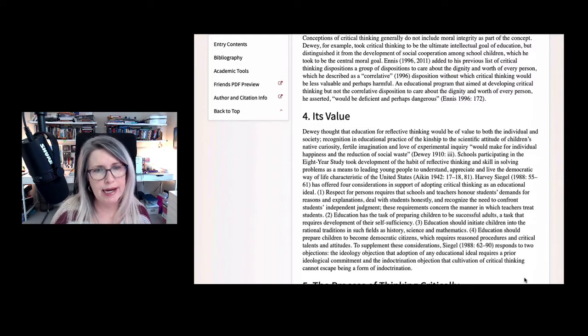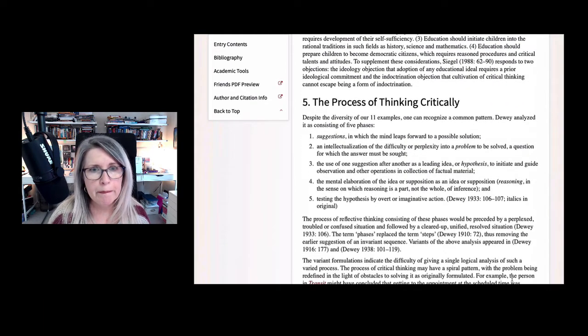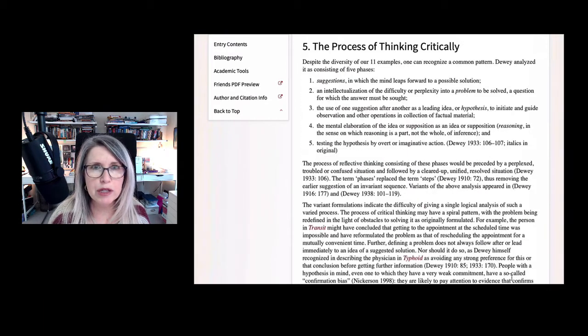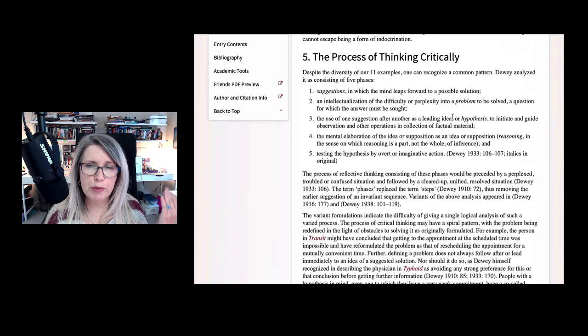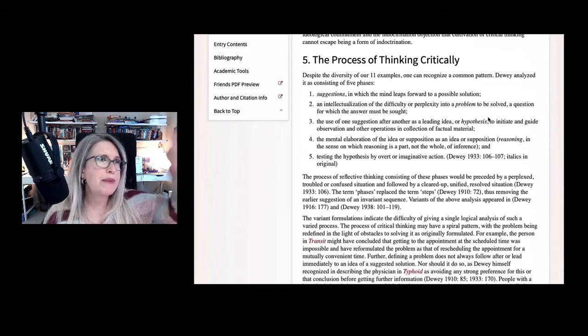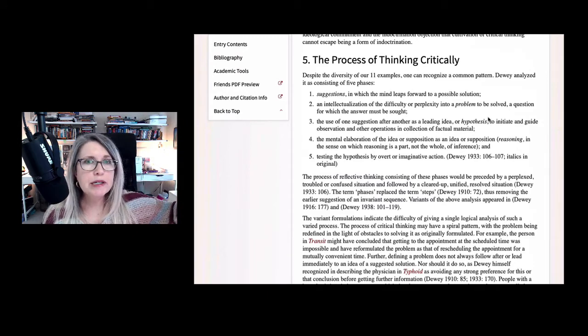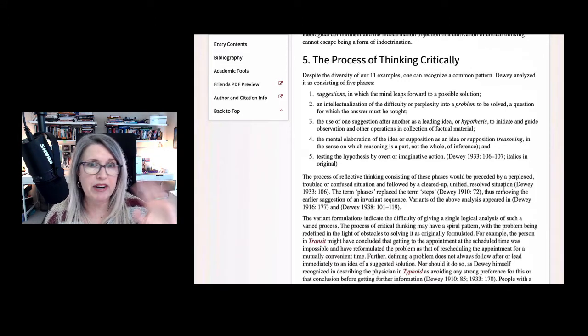Now, what's the process of thinking critically? Okay. The process, here it is: suggestions in which the mind leaps forward to a possible solution. So you might suggest, maybe it's this, maybe it's that. So the critical theorists have a suggestion. Their suggestion is that when you see disparities, it's a function of systemic racism. It's a function of racism in the society. That is their suggestion. It's not even a theory yet. It's not even a hypothesis yet. To say that that's the explanation for all of these disparities is a suggestion.